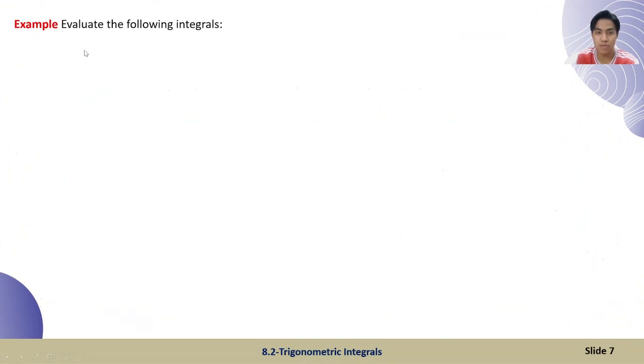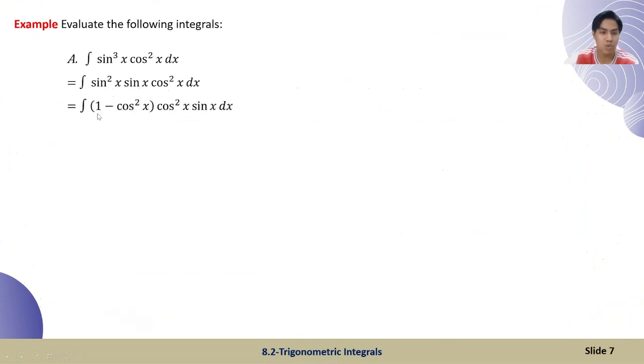Let's do some examples to test your understanding. Evaluate the following integrals. 1A, we have the integral of sine to the power of 3x cosine squared x dx. If you recall from the last slides, this is case 1 where sine is odd: we keep one factor of sine and we transform sine squared x into 1 minus cosine squared x. We keep the last two the same.